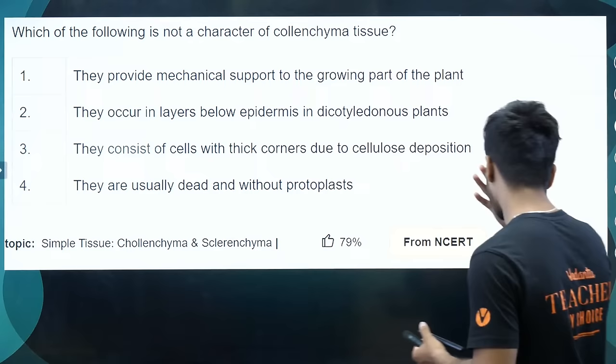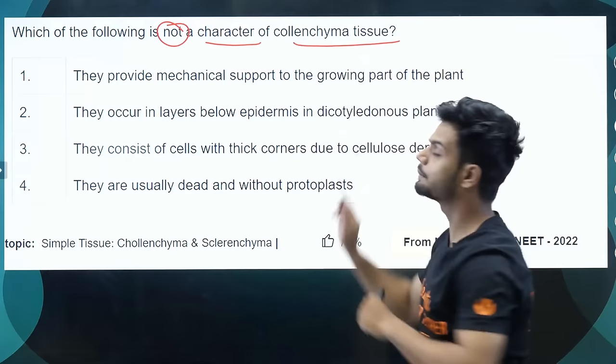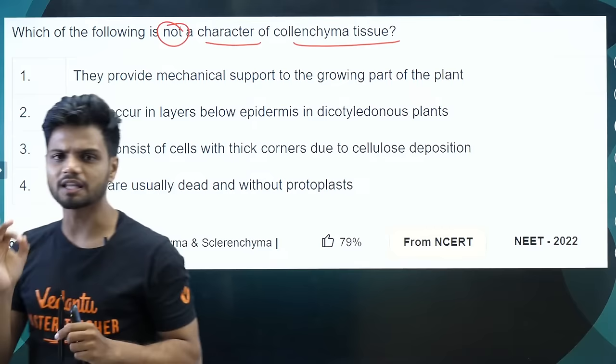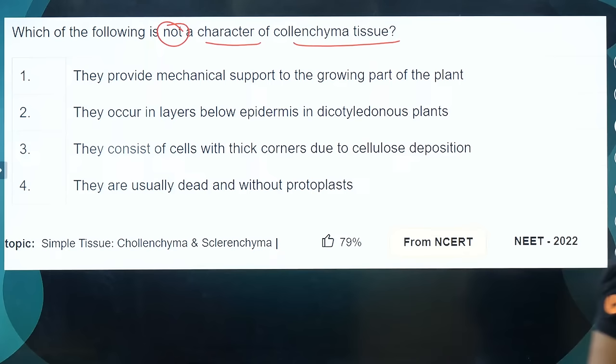Which of the following is not a character of your colenchyma? Not a character of your colenchyma tissue. Very easy question. I'll give you 10 seconds. Okay, take 20 seconds to answer the question.